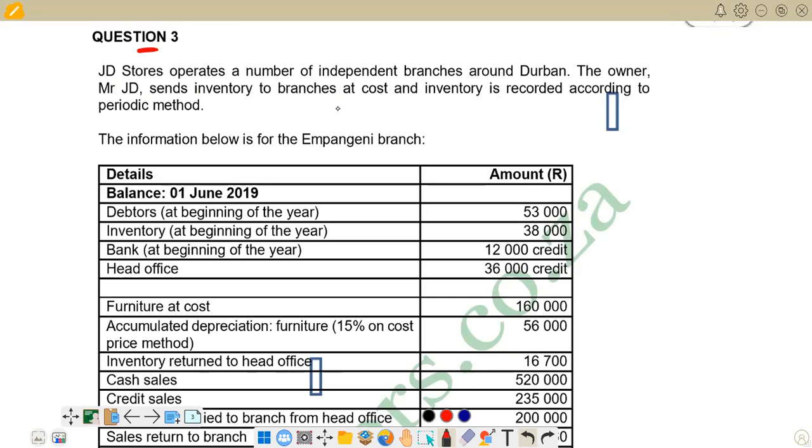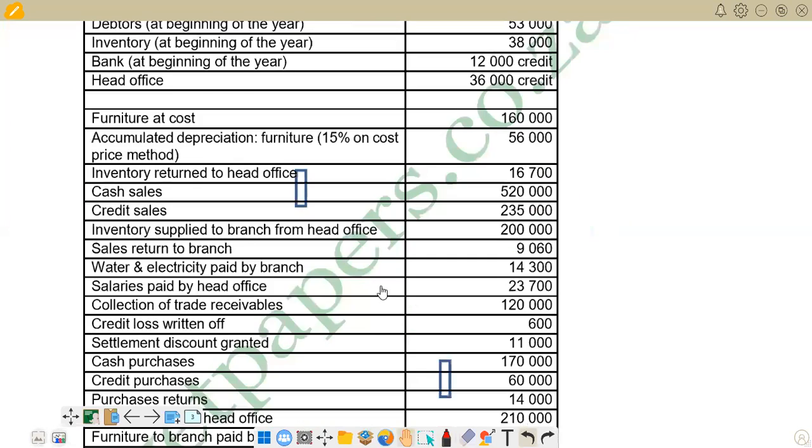And the question reads, JD Stores operates a number of independent branches around Durban. The owner, Mr. JD, sells inventory to branches at cost, and inventory is recorded according to the periodic method. The information below is for the Impangeni branch. So we've got information for the Impangeni branch that we are given here. We've got the column for details, column for amounts. So this is our question, and our question goes down.